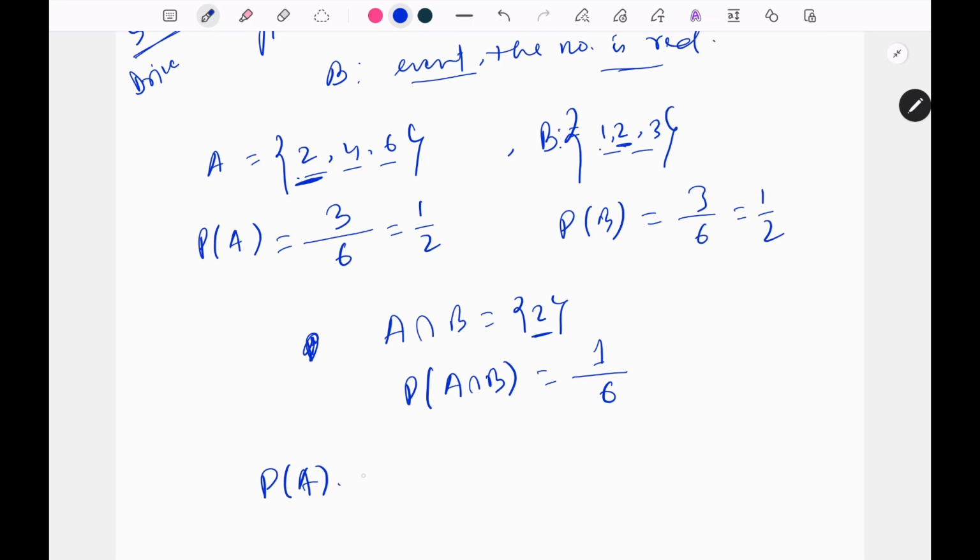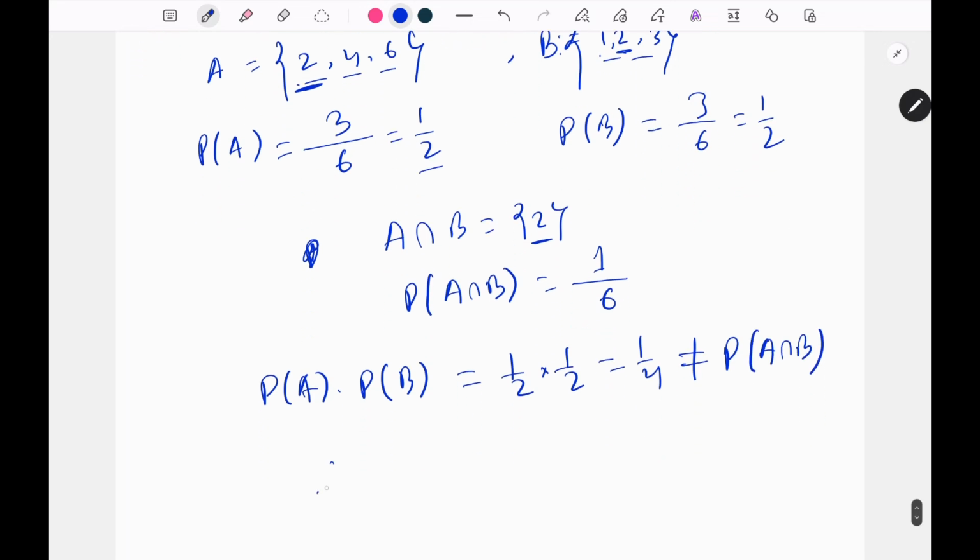Now check probability of A into probability of B. Probability of A into probability of B, how much? Probability of A is 1 by 2 and probability of B is also 1 by 2, which is equal to 1 by 4, not equal to probability of A intersection B, which is 1 by 6. So therefore A and B are not independent.